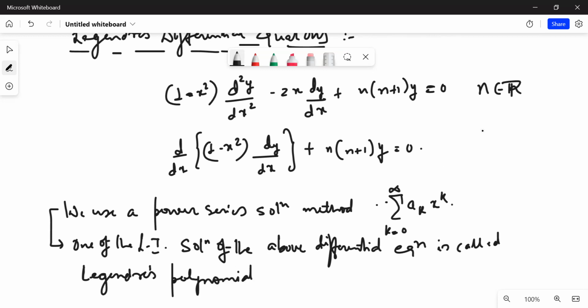take all the real values. It needs to take only values from the positive integers. So n can only be a positive integer, and these polynomials are at times denoted by P_n(x), where n belongs to the natural numbers. There are other solutions which are called Legendre's polynomial of the second kind, but right now I'm concentrating on one of them, that is called Legendre's polynomial.